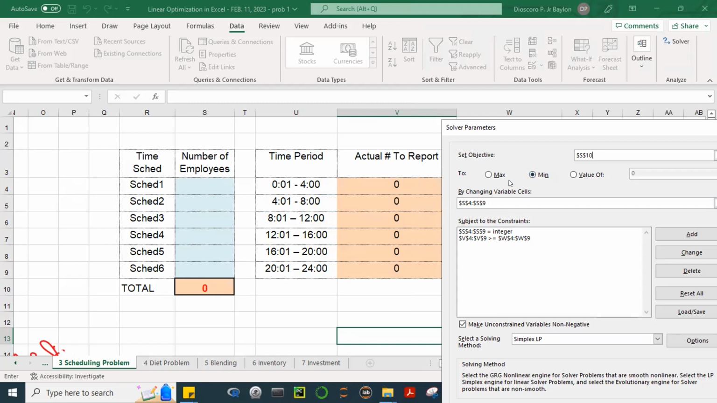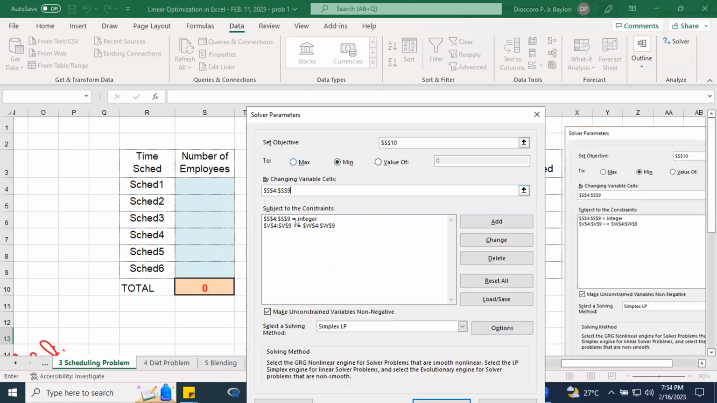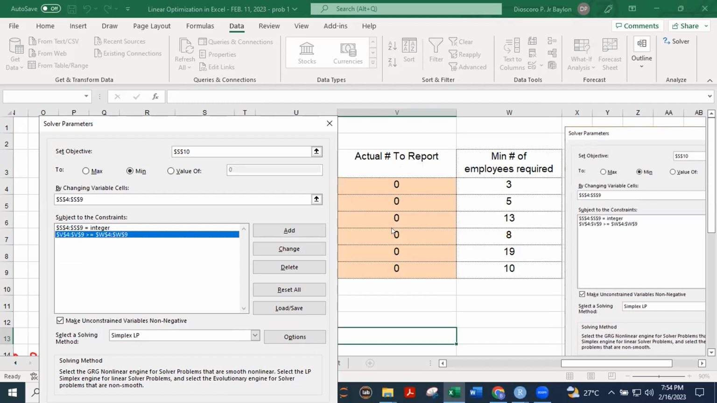And then this is minimize. Changing cells is this one. And then my constraints, as I said, let's not put integer first, but this is this one. Okay, the employees, the decision variable, should be integer. And also the right-hand side, the actual number to report, should be greater than or equal to the minimum number of employees required. So that's this one. And then it should be Simplex LP and not GRG Nonlinear or Evolutionary. Those will be used later on when we go to nonlinear programming.